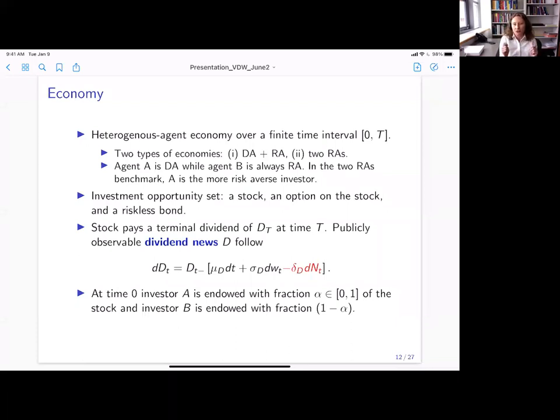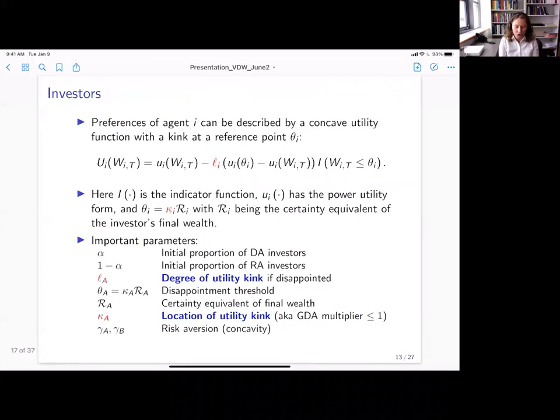And in terms of the shares of the two agents, at time 0, we will assume that A is endowed with fraction alpha of the stock, and agent B is endowed with fraction 1 minus alpha. So this is in terms of the market that we have. And in terms of investors, we will use this disappointment of ours.